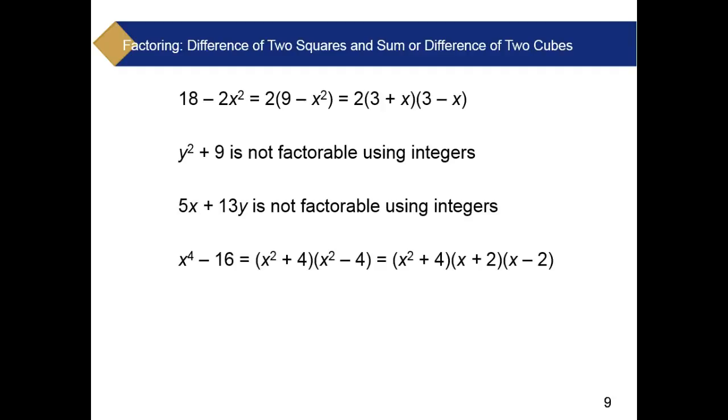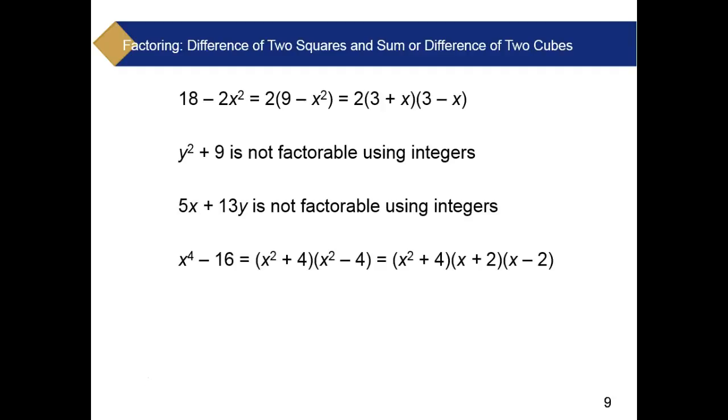x squared plus 9. You cannot factor the sum of 2 perfect squares. Very good. How about this one? No, there's nothing you can do to that one. How about that one? x squared plus 4 times x squared minus 4. Are you through? Why not? This will factor, that one will not.